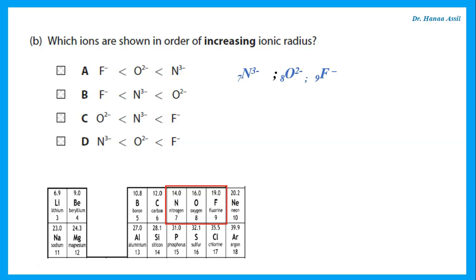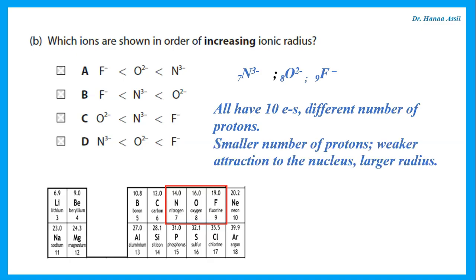All of them, again, are isoelectronic. They all have 10 electrons, but a different number of protons. Now we're looking for which one is increasing ionic radius. Remember again, the smaller the number of protons, the weaker the attraction to the nucleus, the larger the radius, and that means the one with the smaller number of protons would have a larger radius.